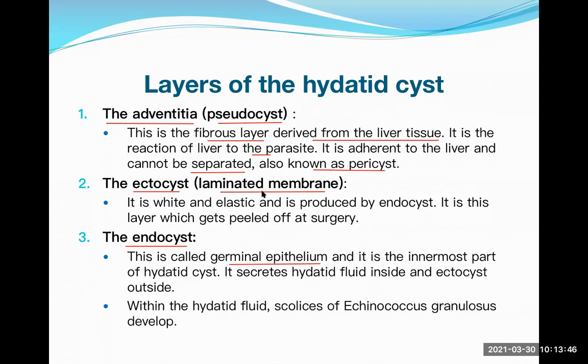The middle one is the laminated membrane, or the ectocyst. It is white and elastic, and it is produced by the endocyst. So the endocyst, or germinal epithelium, is responsible for the formation of this laminated membrane. It can be easily peeled off at surgery, and it has to be removed. The inner one, the germinal epithelium, is the innermost layer. It secretes the hydatid fluid inside and the ectocyst outside. And inside this fluid, the scolices of Echinococcus granulosus can develop.